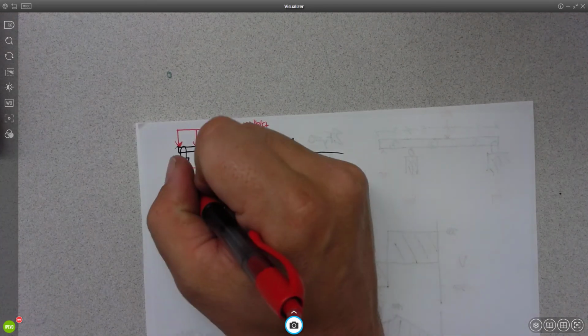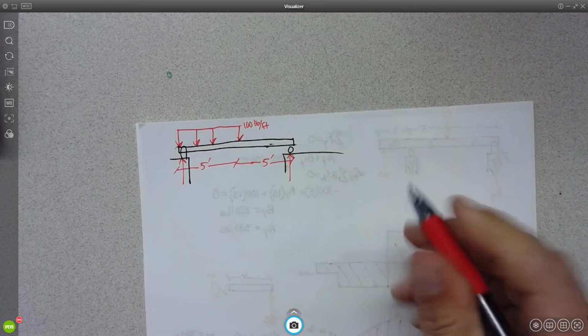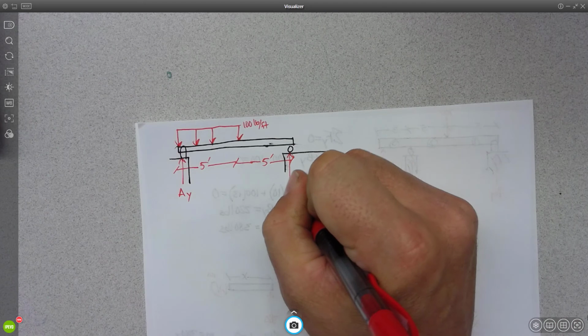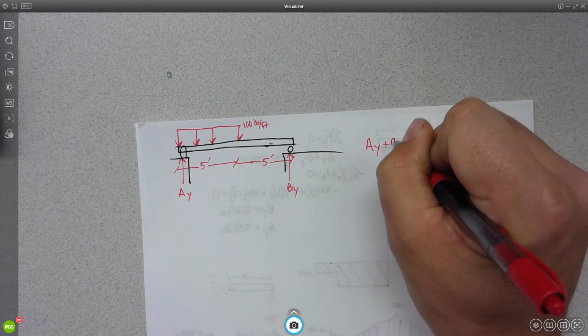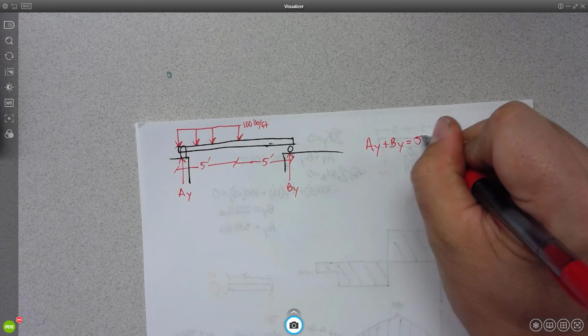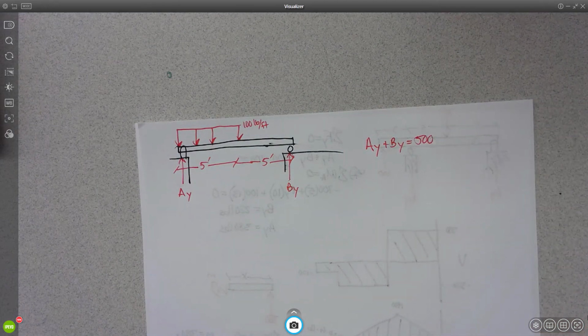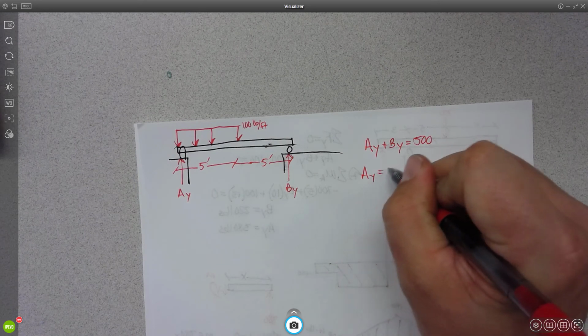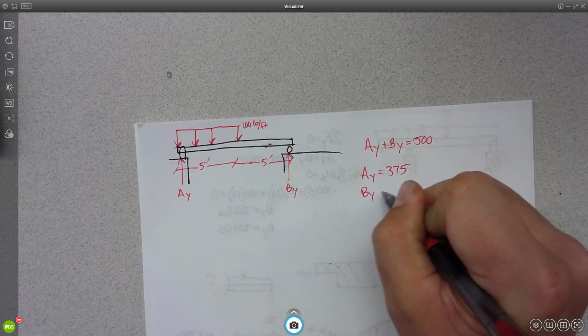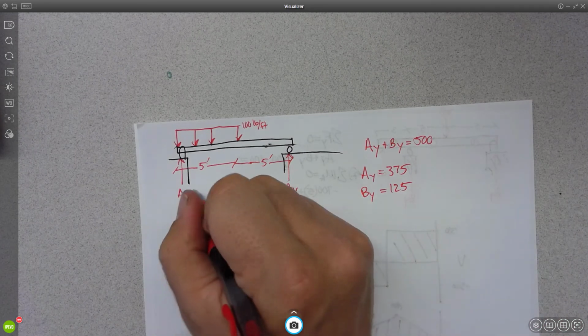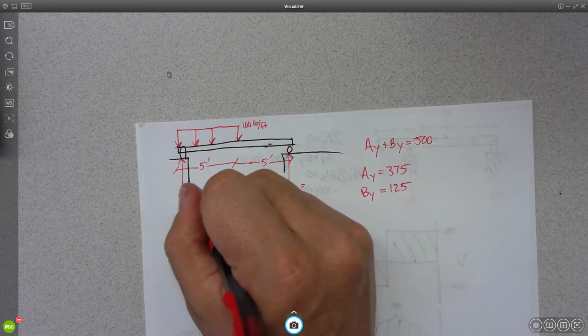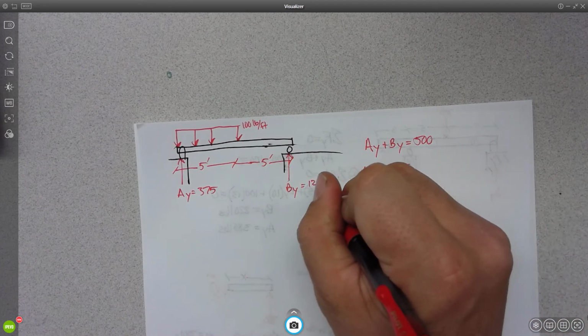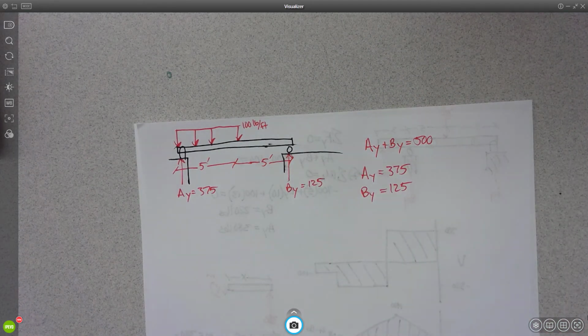So the reactions then, let's see, AY, BY. AY plus BY is going to have to be equal to 500. And it's going to be 1/4. So AY is 375 and BY is 125. Okay, so I'm just doing those in my head because we have to do them kind of fast so that I can show you this example. So I think those are correct. If they're wrong, you can work it out later.